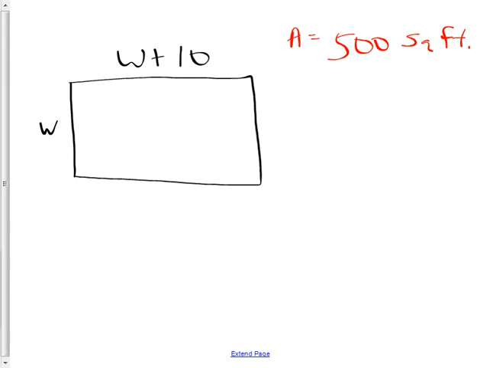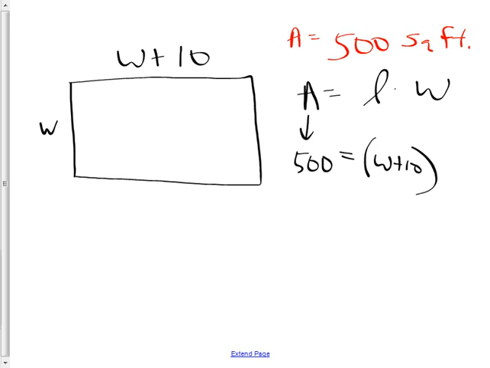And then the area is length times width. Do I know the area? Yes, I'm going to put in a number, 500. Do I know my length? No, so I put W plus 10. Do I know my width? Yes, it's W. I don't know what it is yet, but I call it W. There, I got a nice little formula. I can graph both sides, see where they cross.